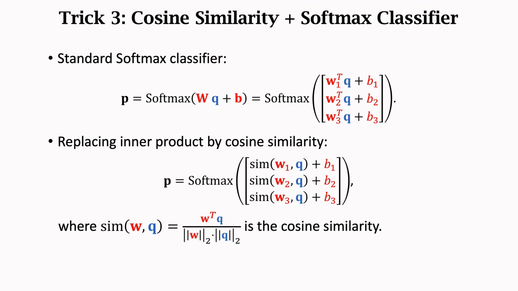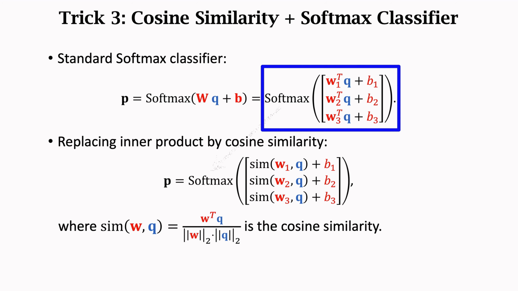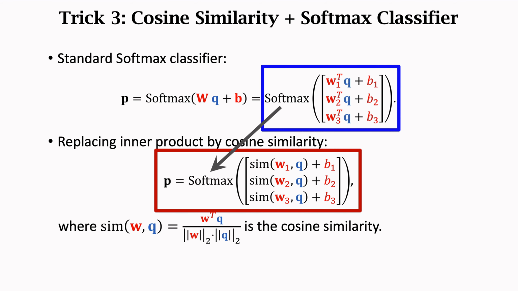With the inner products of W's and q replaced by cosine similarities, the softmax classifier becomes this one. The difference is very small, isn't it? The only difference is the normalization of W and q before computing their inner product. According to the recently published papers, the small change can substantially improve accuracy.